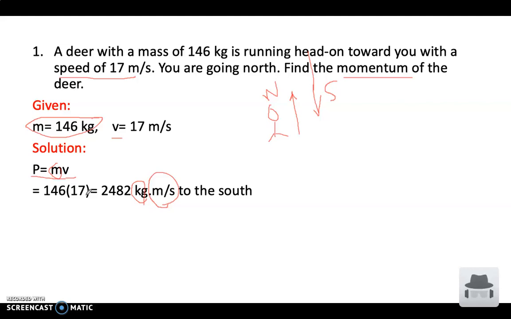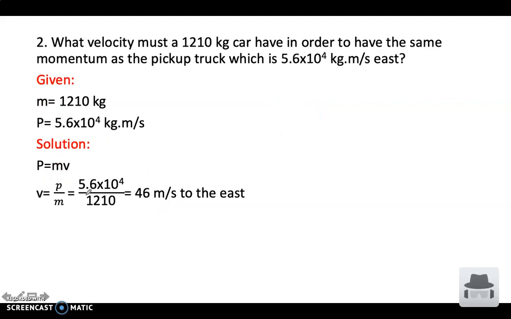Now, let's go to the second question. You can pause the video anytime, repeat it, listen to the explanation again. We'll move on to the second question.